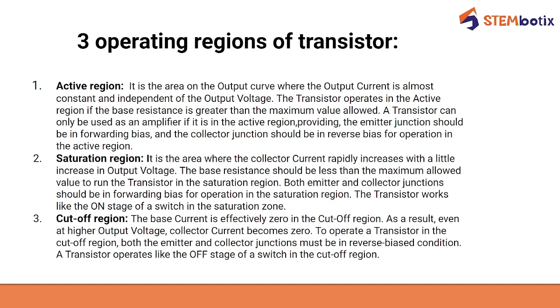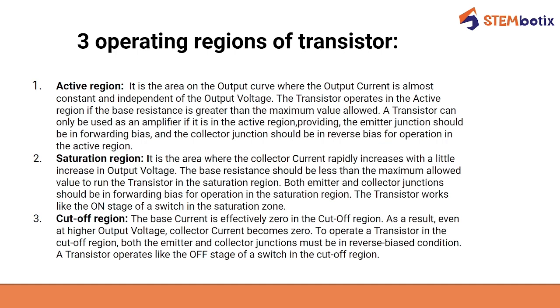To operate a transistor in the cutoff region, both the emitter and collector junctions must be in reverse biased condition. As I discussed earlier, keeping the emitter region in forward bias, you can turn on your transistor, and reverse biasing them will give you a transistor in the off state. So to operate a transistor in the cutoff region, both the emitter and collector junctions must be in reverse bias condition.